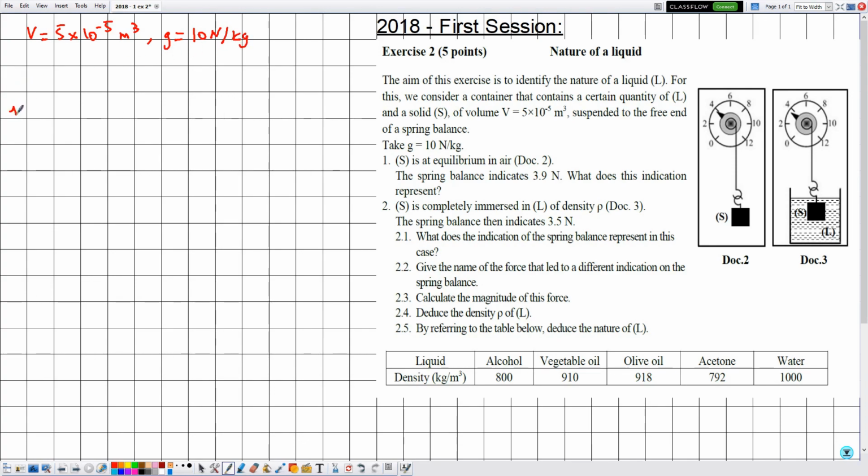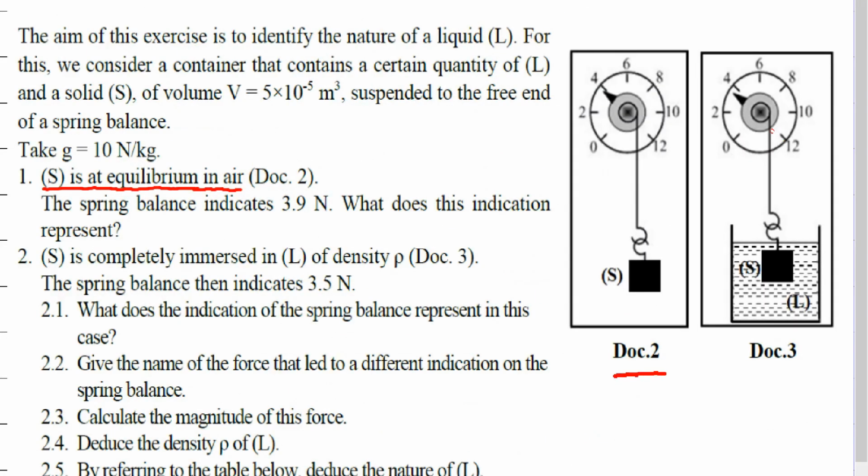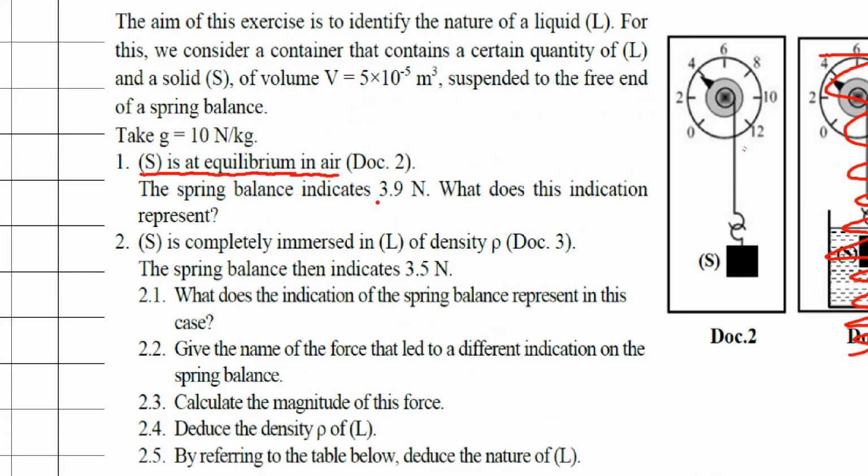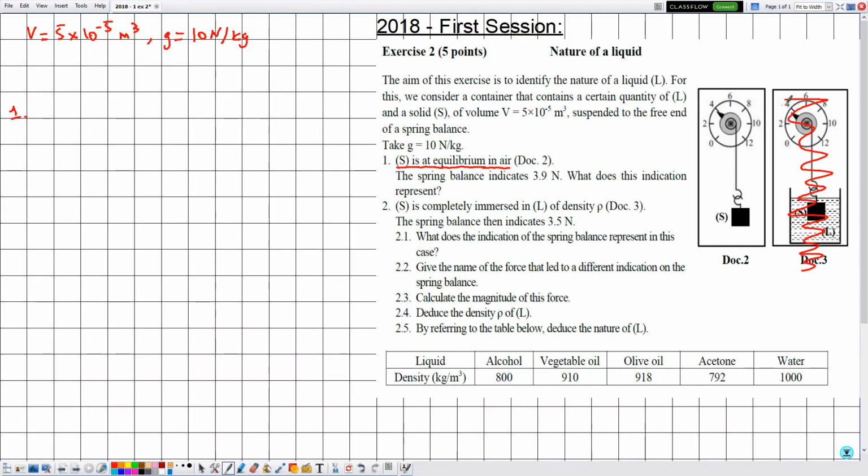Number 1. S is at equilibrium in air, document 2. So they mentioned document 2, then now we can use it. Notice that till this moment they didn't mention anything about document 3, so we are not allowed to use it. The spring balance indicates 3.9 newtons. So the spring balance in document 2 indicates 3.9 newtons.